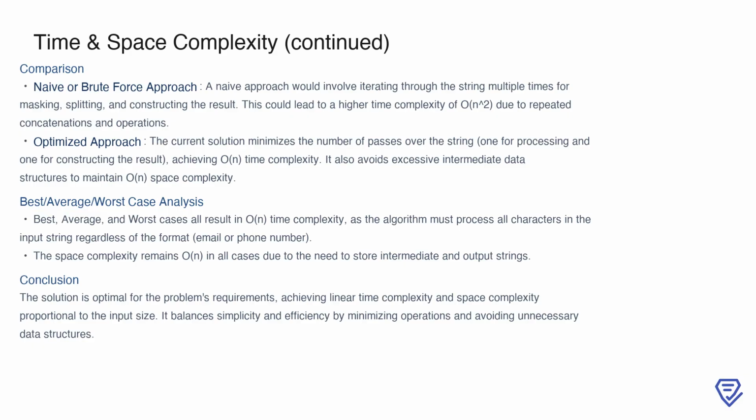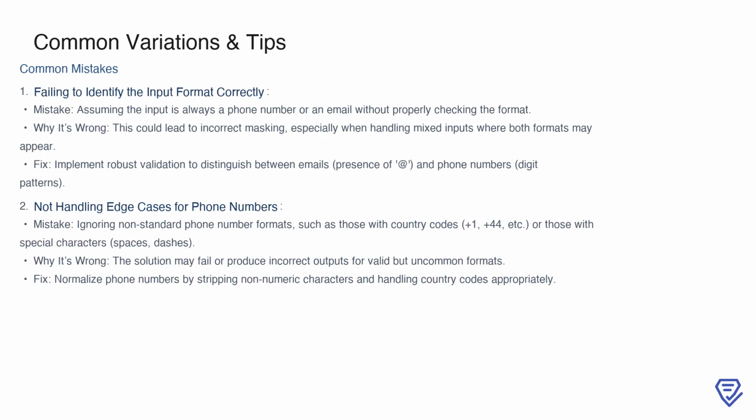When analyzing the algorithm's performance across different scenarios, the best, average, and worst-case time complexities all remain O(n), as the algorithm must process every character of the input string regardless of whether it's an email or a phone number. Similarly, the space complexity stays at O(n) in all cases, reflecting the memory required for intermediate and output strings. This balanced combination of linear time and space complexity makes the solution both simple and efficient, meeting the problem's requirements effectively. One common mistake when solving this problem is failing to identify the input format correctly.